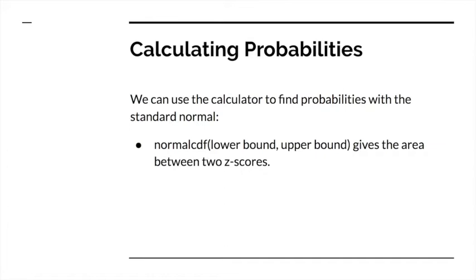So the lower bound is the lower of the 2 z-scores, and the upper bound is the higher of the 2 z-scores, assuming you have 2. So if you have 2 z-scores and you want to find the probability that something happens between those 2, then you enter in the lower and the upper. And at this point, we're going to leave mu as 0, and we're going to leave sigma as 1.